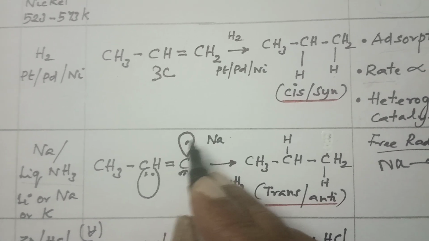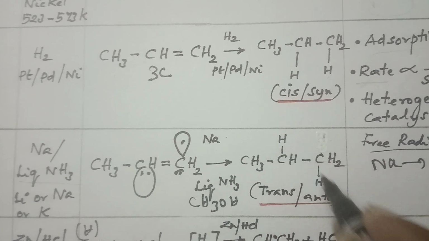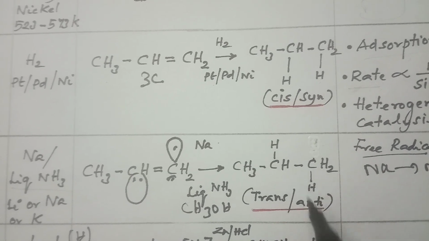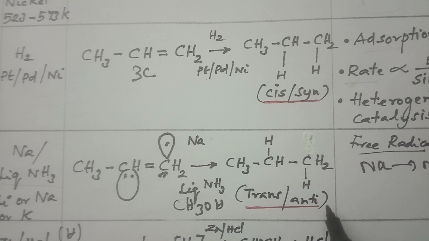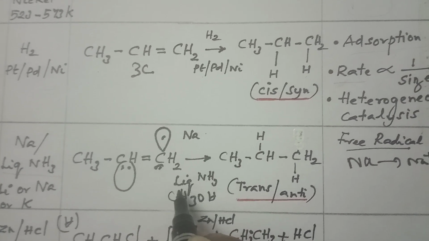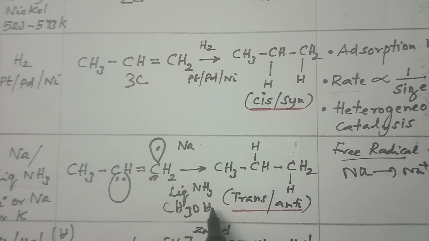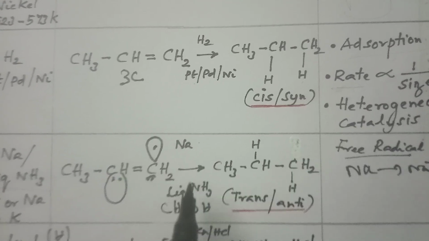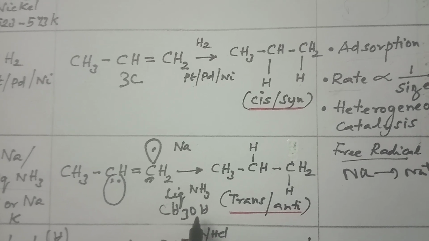Next, again the sodium and hydrogen. Like that, the addition takes place across the double bond on the opposite side. That is called trans addition, or anti-addition. This is in presence of sodium and liquid ammonia. In addition to liquid ammonia, in some places they give methyl alcohol also, that is, sodium in liquid ammonia dissolved in alcohol. That is additional information.